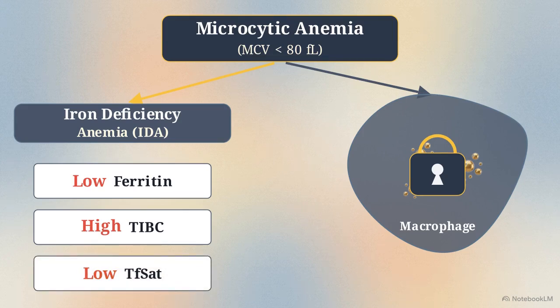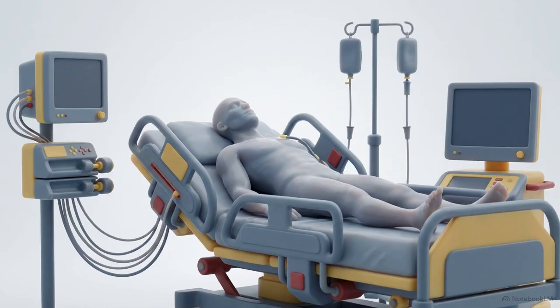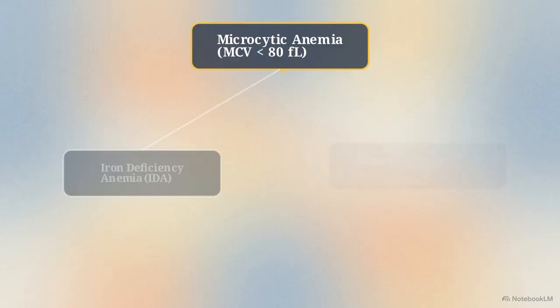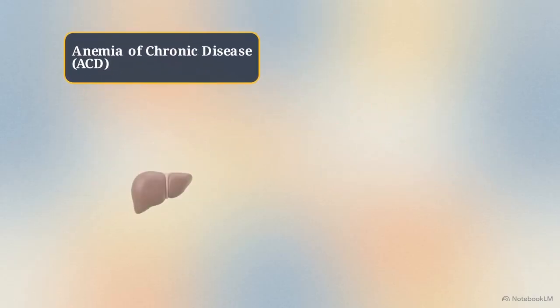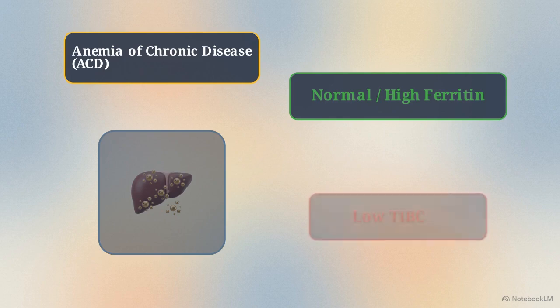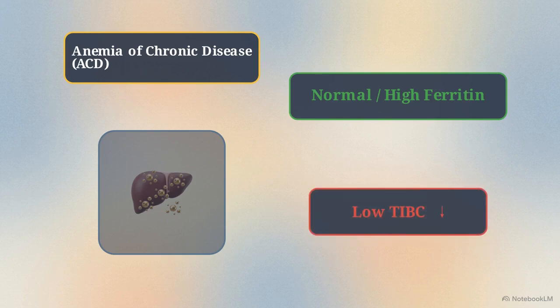low transferrin saturation. But critically ill hospital patients introduce a severe diagnostic complication known as ferritin inflation. Because ferritin is an acute phase reactant, systemic inflammation artificially drives its synthesis. Looking at the anemia of chronic disease pathway, the profile shifts completely. Inflammatory cytokines push ferritin levels into the normal or high range, while the total iron binding capacity actively drops.